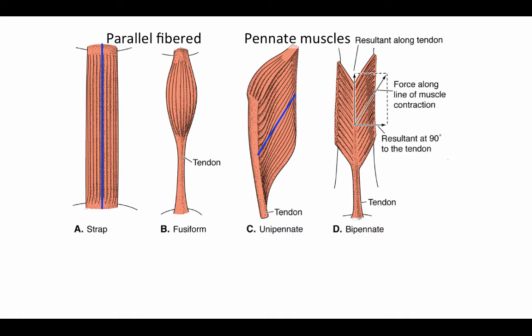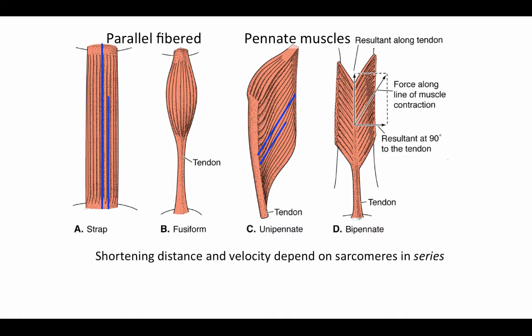So this parallel fibered strap muscle is going to shorten a much greater distance, because 30% of this longer length is going to be a greater distance than 30% of the shorter length. It's going to shorten a greater distance in the same amount of time, so it's going to have a greater shortening velocity. So the shortening distance and the shortening velocity depend on the number of sarcomeres in series. Why? Because each of them is going to shorten 30%, and so the more of them you have, the greater the total shortening that you're going to have.